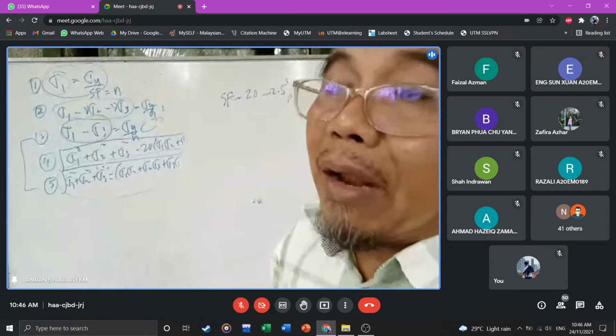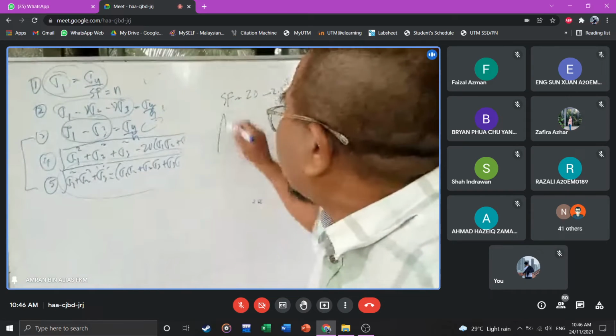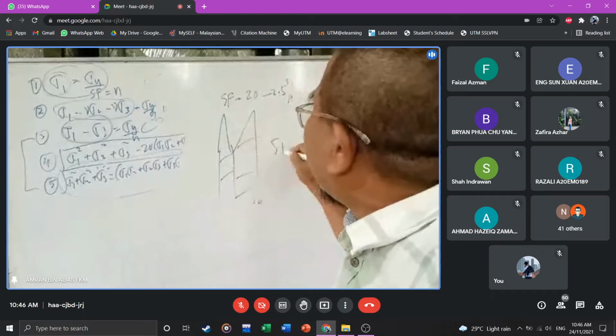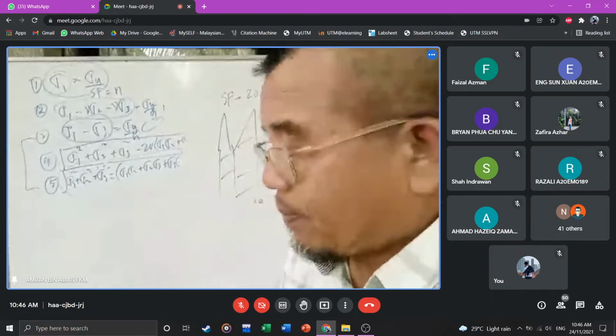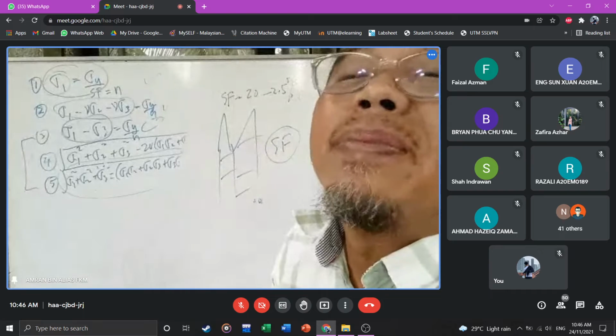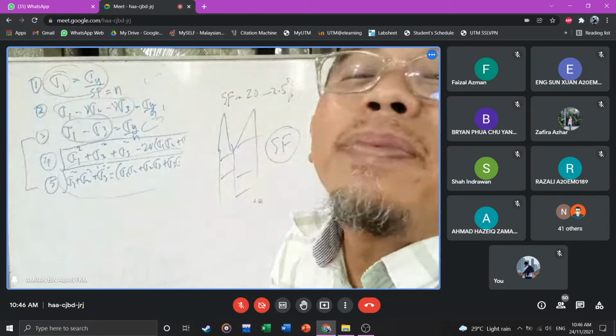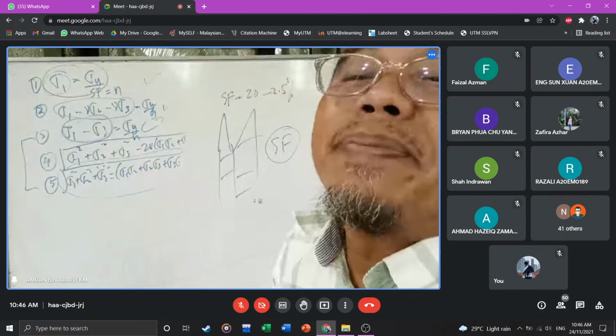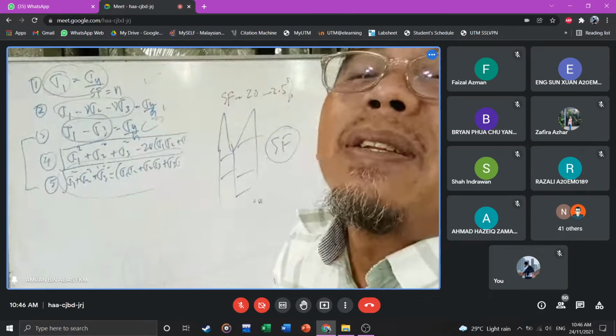Let's say for Twin Tower KL. Twin Tower KL, what do you think is the safety factor for that? Guess. 10.